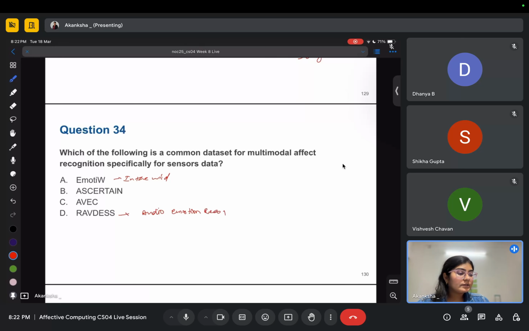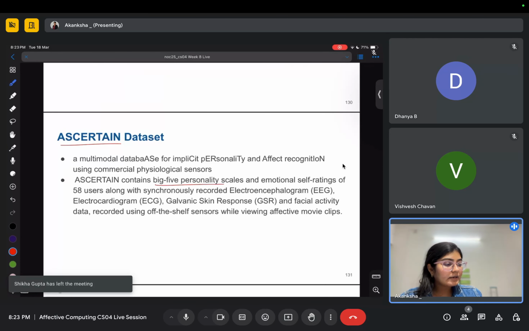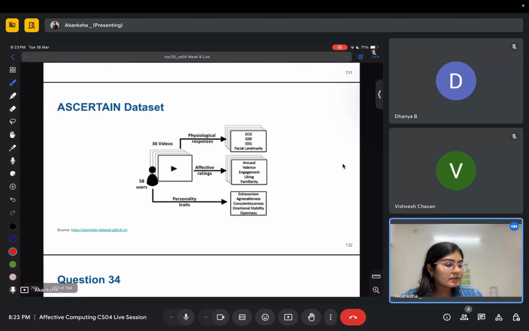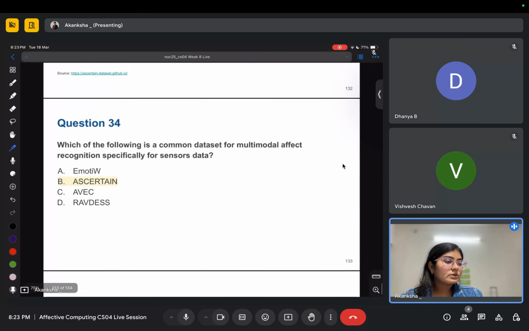And then comes the dataset which is ASCERTAIN. The full form is a multimodal database for implicit personality and affect recognition. So it contains the Big Five, the five personality traits, and the different sensors are there. So EEG readings, ECG readings, GSR, etc. And it has all of the data. You can refer to this later as well: affective ratings, physiological responses, personality traits. These three things they have taken care of for 58 users, 36 videos. So the answer is ASCERTAIN. This is related to the sensor data.